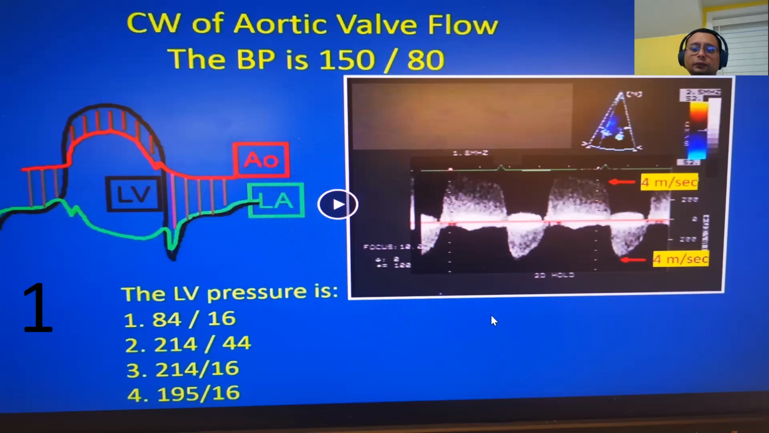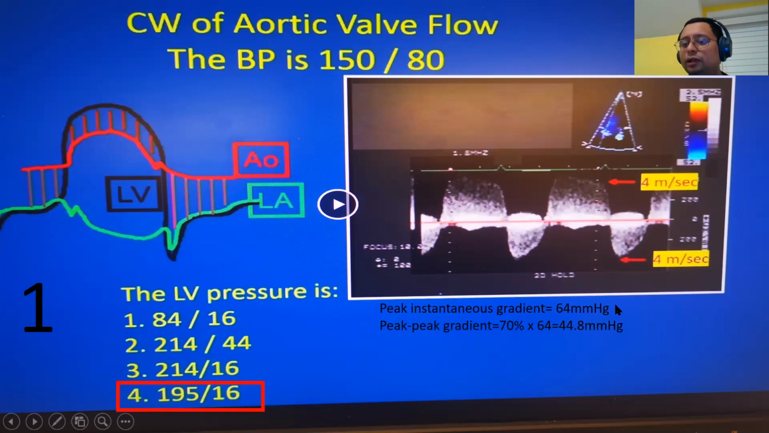So how do we know the LV pressure? I show you the answer first, okay? The answer is 195/16. How do we get the answer 195/16? You can see that the peak instantaneous gradient between the LV and the aorta is 64 millimeters of mercury. Now, that is the peak instantaneous gradient.